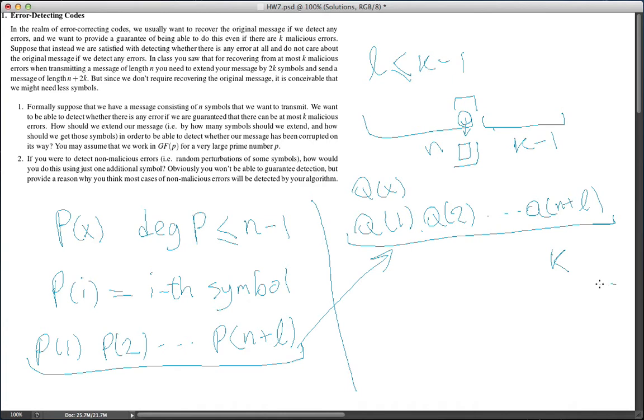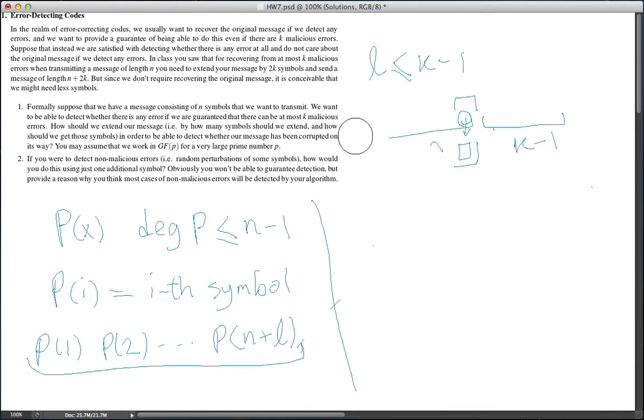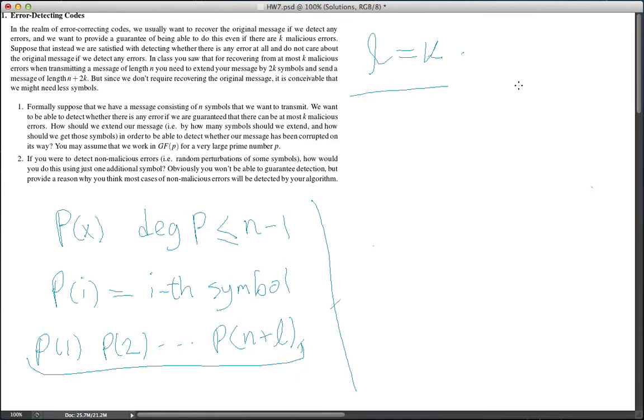Okay, so that shows that no matter how our algorithm works, it's not going to be able to detect up to k errors if we use at most k minus 1 extra symbols. Okay, now let's see why if we use k extra symbols we can detect errors. So here we are assuming that L is equal to k, and we want to be able to detect errors.